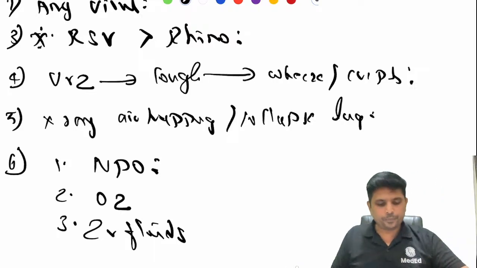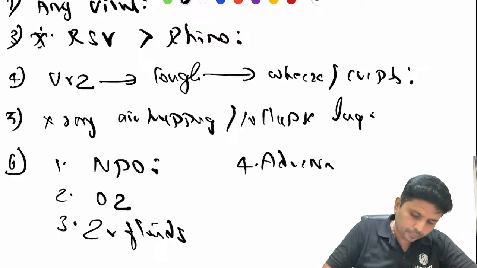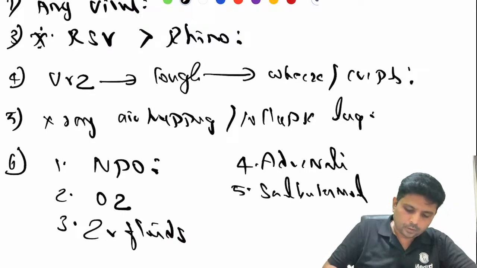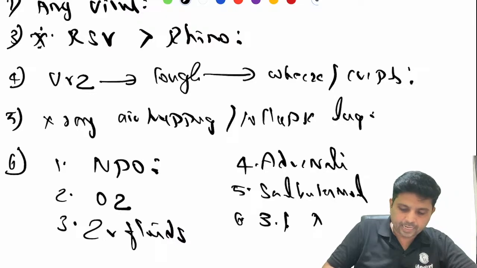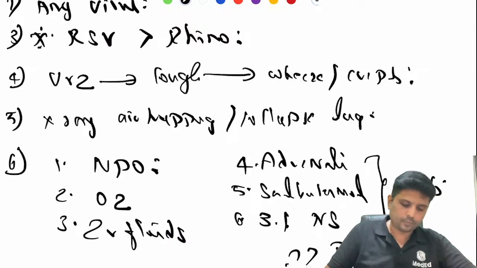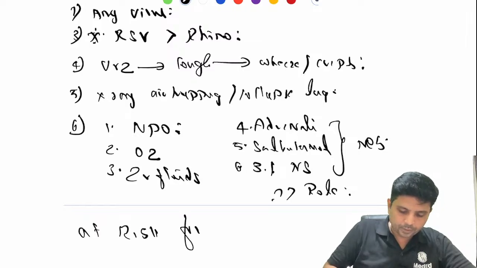So what about the role of adrenaline, salbutamol, and 3% saline nebulization? All these have very limited role. And remember, the child is at risk for future wheezing.